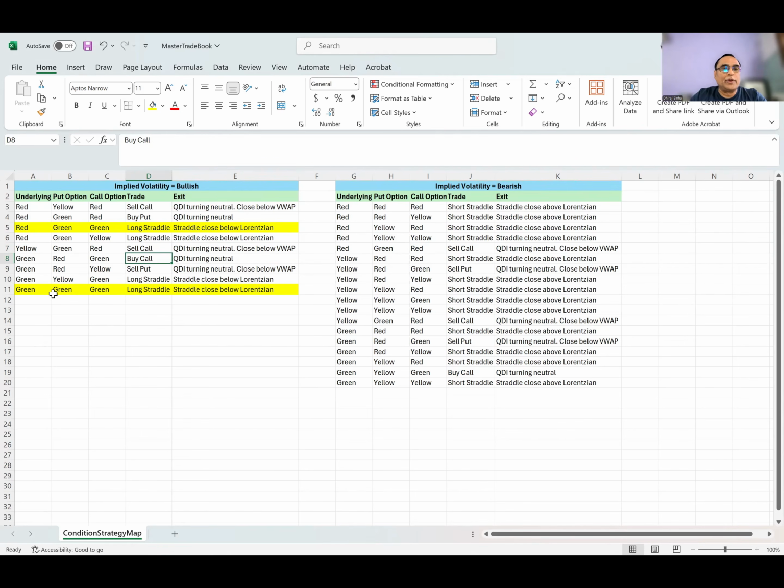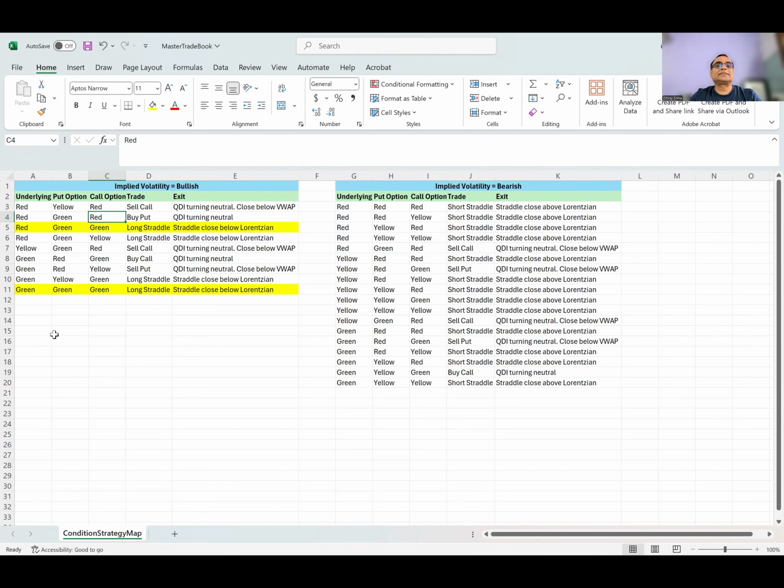When the implied volatility is going up, assume that Nifty is going down. So Nifty is red, you can see this. Put option is in green, put option is bullish, and the call option is bearish. Nifty is bearish, put option bullish, call option bearish, and the IV is going up.